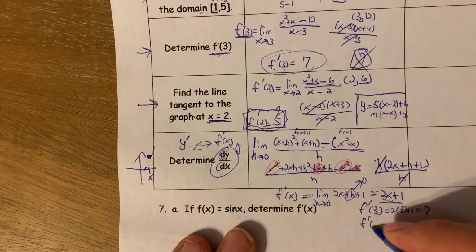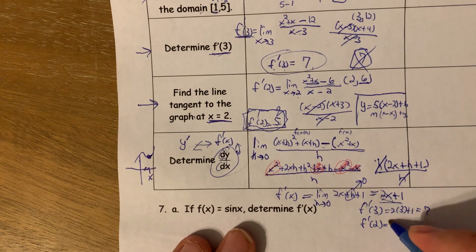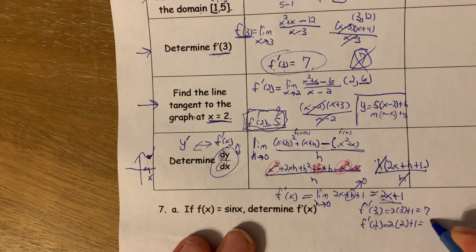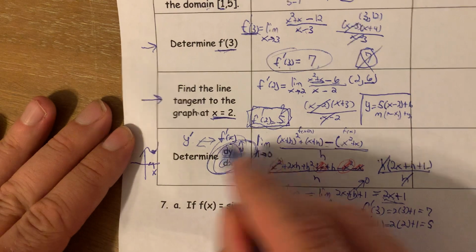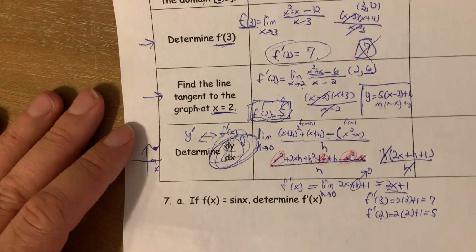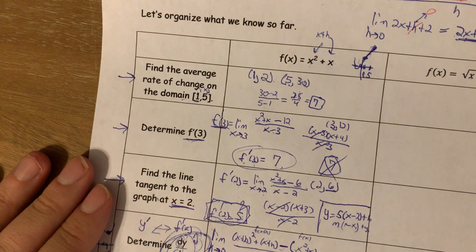F prime of 2, the formula is 2 times x plus 1. So f prime at x equals 2 is 2 times 2 plus 1, which is 5, which is the answer we got here. So this is the more powerful formula because it means you only have to do a single limit, and it'll allow us to make our rules. Okay, guys, so let's see how you do on your own.